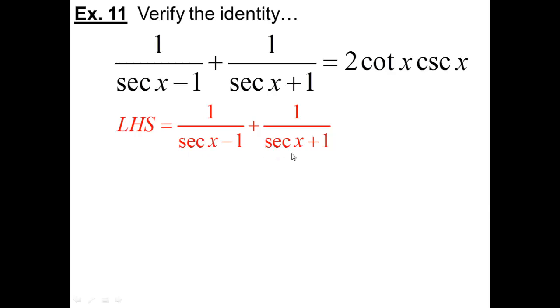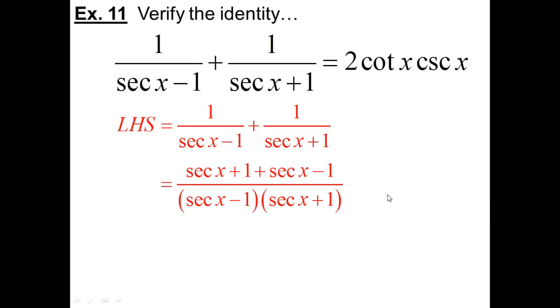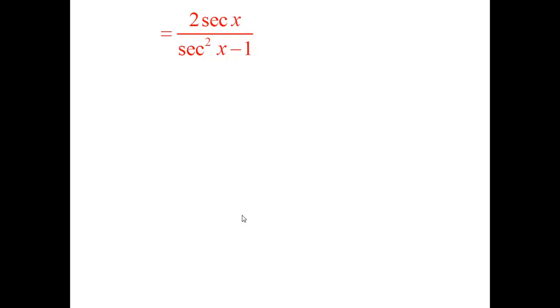We'll get our common denominator and cross multiply to turn it into secant plus 1 plus secant minus 1 over secant x minus 1 times secant x plus 1. FOIL through on the bottom, you get your difference of squares, secant squared minus 1, and of course the 1's cancel out on top, you get 2 secant. Secant squared minus 1 can be replaced with tangent squared, and here's where we start to get a little iffy.